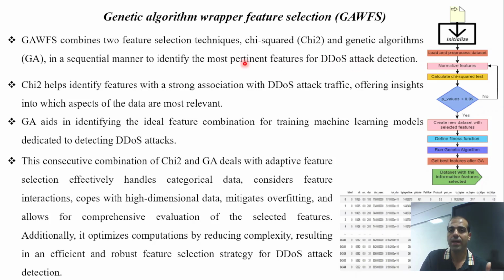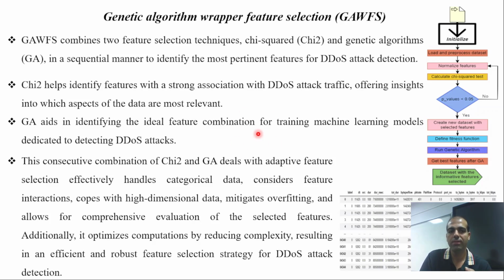We use chi-square because it helps to identify features with a strong association with DDoS attack traffic, offering insight into which aspects of the data are most relevant. Also, we use the genetic algorithm because it helps to identify the ideal feature combination for training machine learning models for DDoS attack detection.